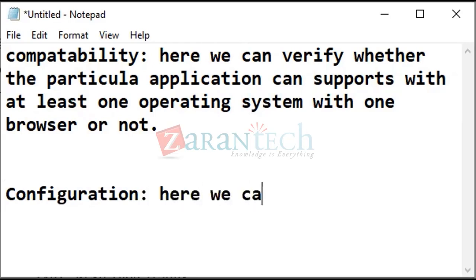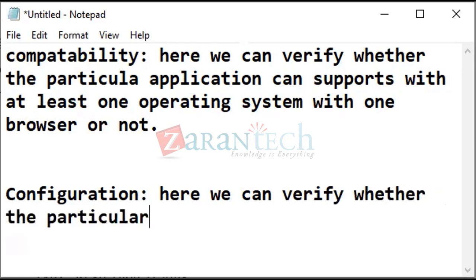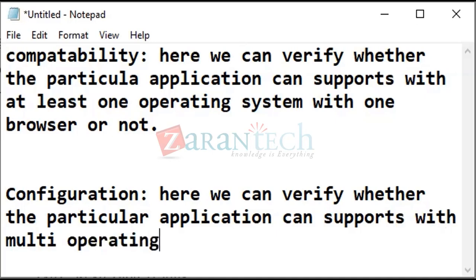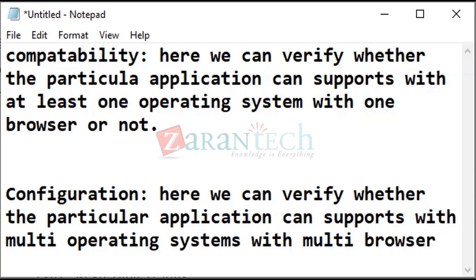Here we can verify whether the particular application can support multiple operating systems with multiple browsers, opposite to the above one or not.